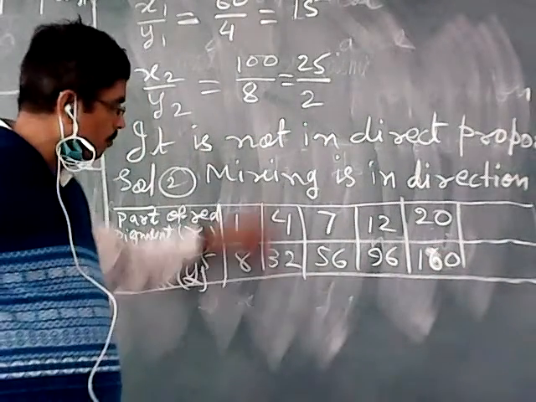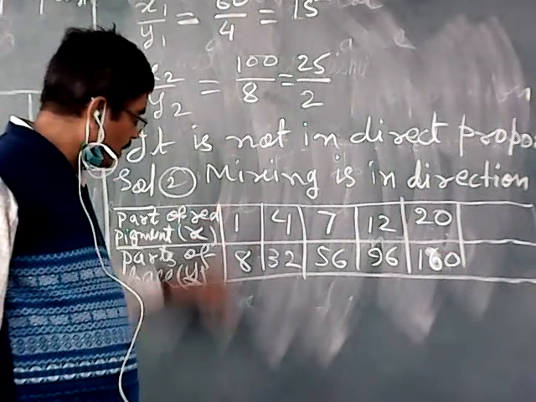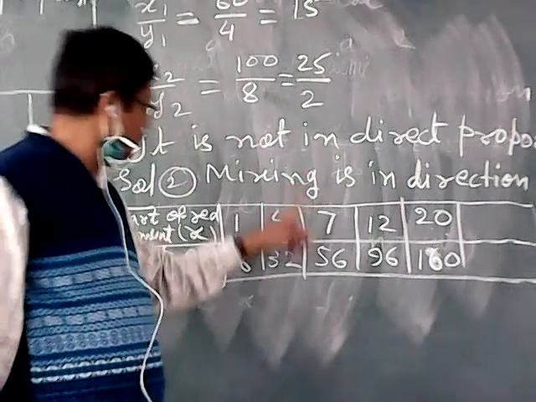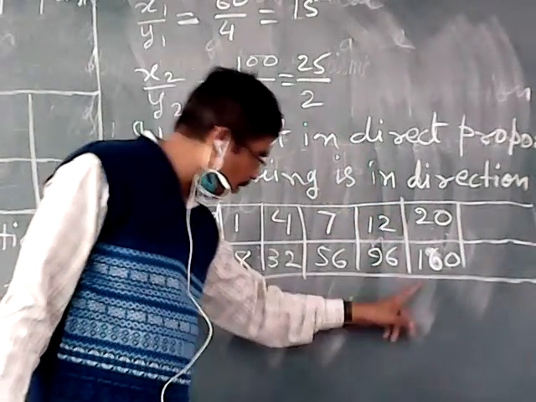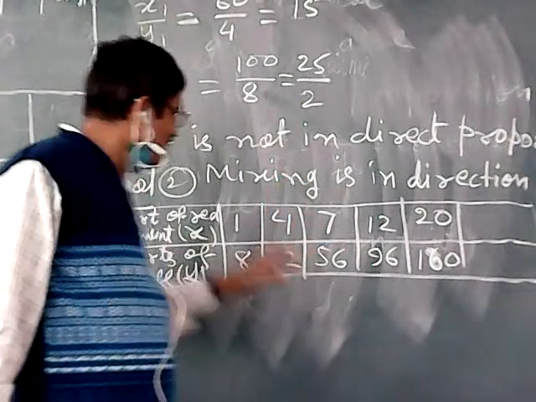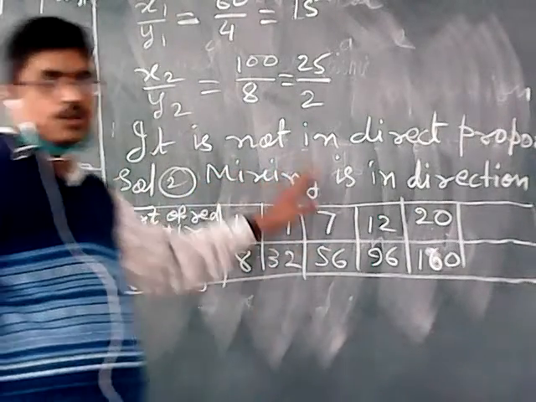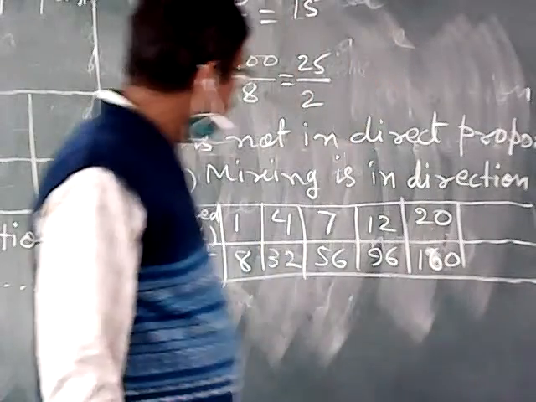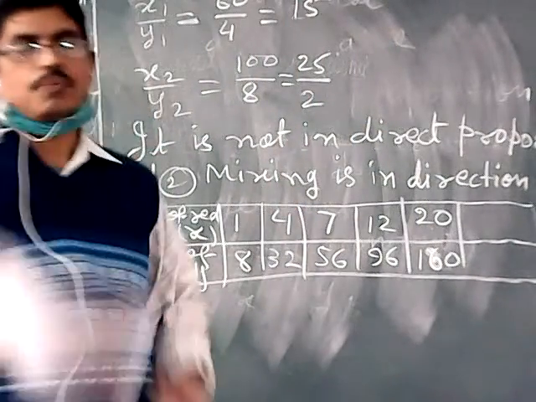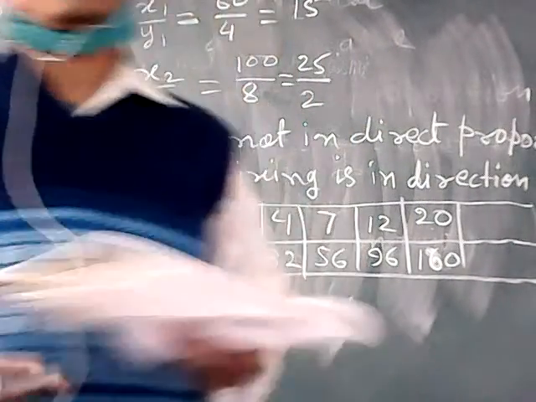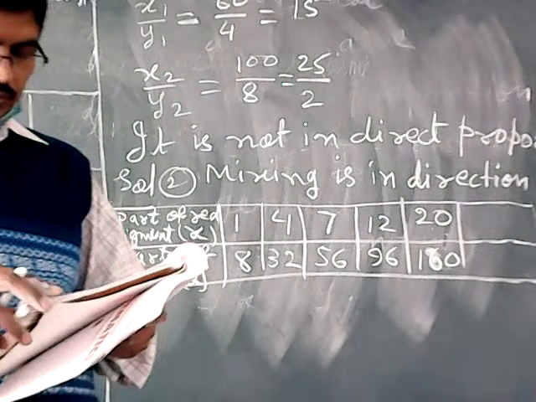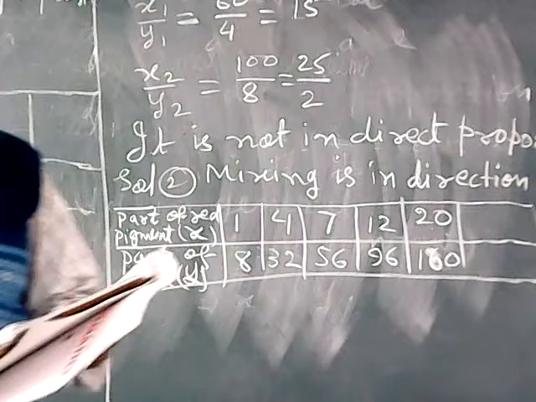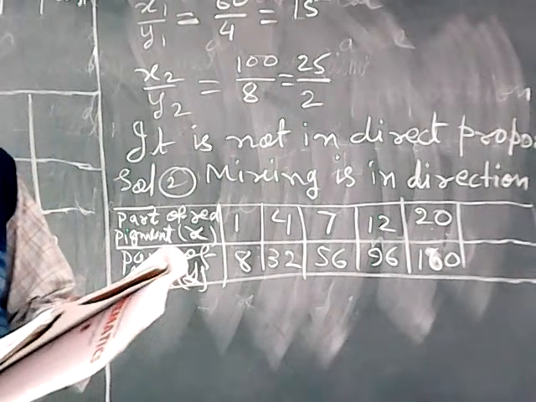Now whenever you bring this fraction, 1 by 8 is equal to 4 by 32 is equal to 7 by 56 is equal to 12 by 96 is equal to 20 by 160, that is x1 by y1 is equal to x2 by y2 is equal to x3 by y3. So this is the answer, very simple, just like equivalent fractions.